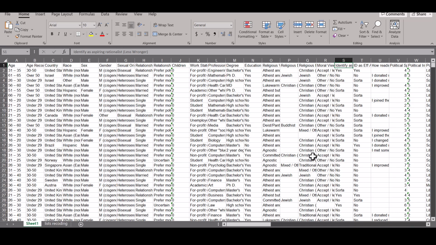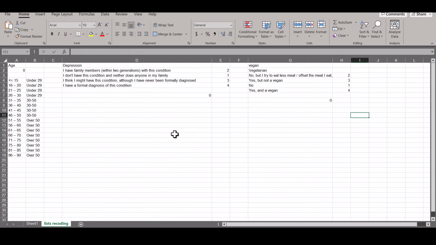And I recoded some of the questions. These are categorical. What category are you in? And then there were other questions that I would call ordinal, like questions about depression. And I made these ordinal and recoded them where I don't have this condition and neither does anybody in my family would be the lowest number, and the highest number would be I have a formal diagnosis. And the same with whether or not you're a vegetarian. No, I put as the lowest number, working your way up to yes, I'm a vegan, which is the highest number.